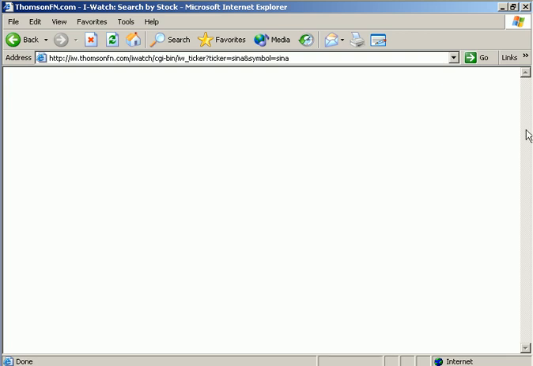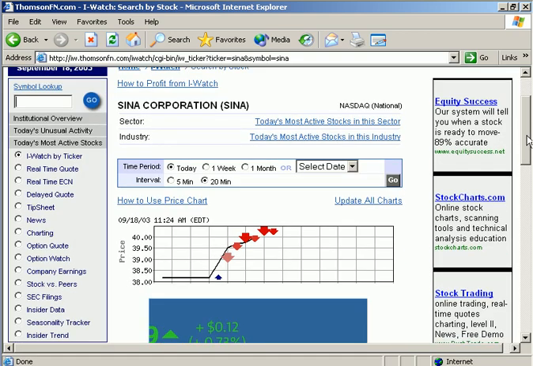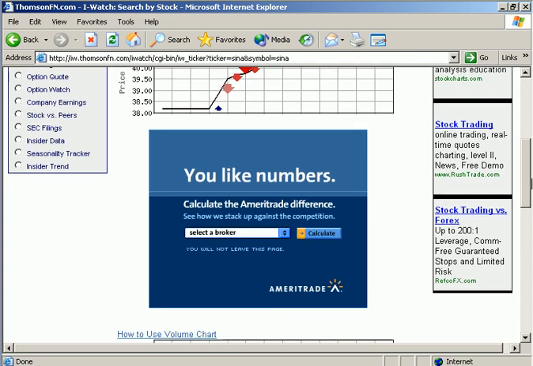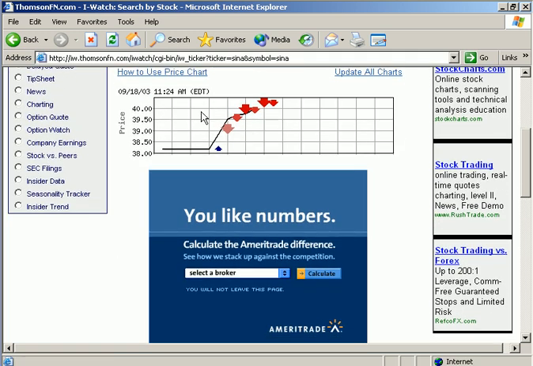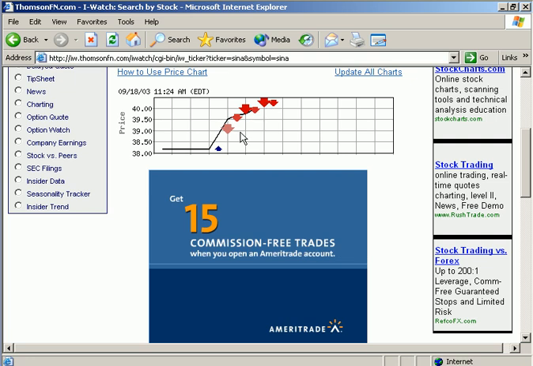Now, how do we use this? We've got what we call a price chart right here. It's either going to be dominated by the red down arrows or the blue up arrows, okay? The red down arrows mean heavy selling, and the blue up arrows mean heavy buying. Now, we see the red down arrows are dominating this particular chart, so that means this is being dominated by heavy selling.